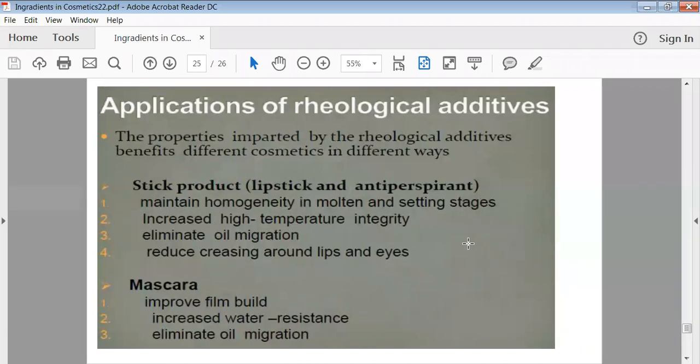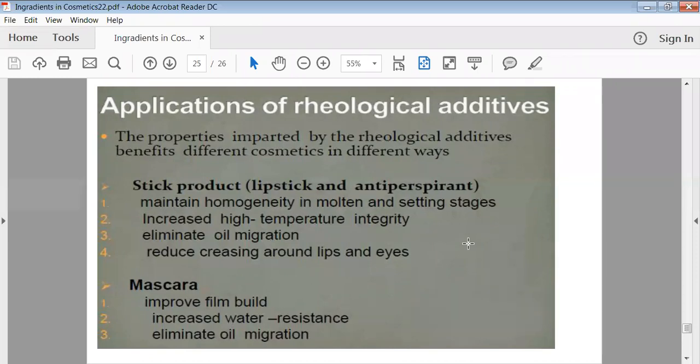Generally, this kind of rheological additives or the viscosity enhancer have the ability to provide stickiness to your product, as well as a little bit of binding ability. Then they are used in the case of your lipsticks, antiperspirants, as well as in the case of mascaras, where we also require such kind of viscosity modifiers.